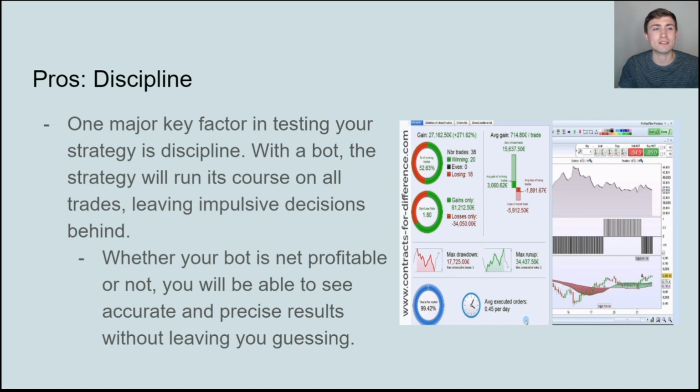Which is kind of cool, but it definitely needs to be monitored, in the sense that you need to keep an eye on your trades. At least this is how I always view my performance or my bots. I always keep an eye on the trades to make sure that everything is running smoothly and the bot is executing properly, and for the most part, I let it do its thing. And it does take some of the discipline out of it because you can just walk away from it and know that for the most part, it's going to do what you told it to do. Whether your bot is net profitable or not, you'll be able to see accurate, precise results without leaving you guessing, right? Because emotions aren't a part of it if you let the bot do its thing, right?